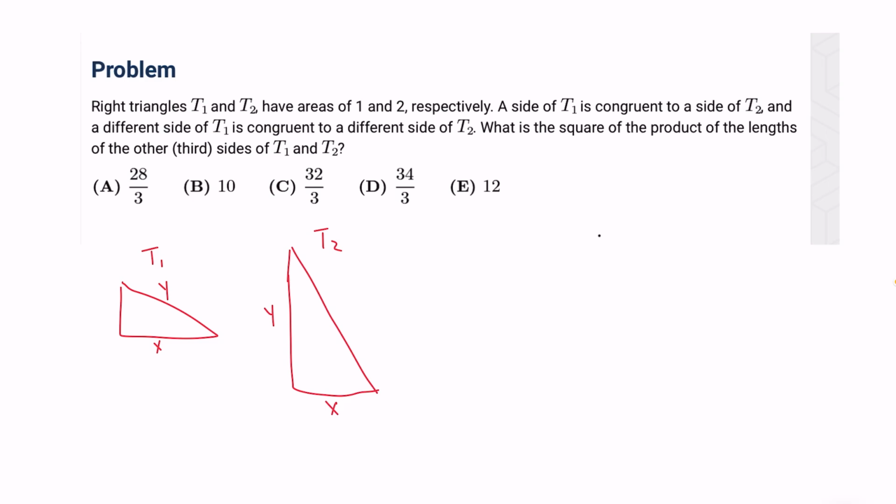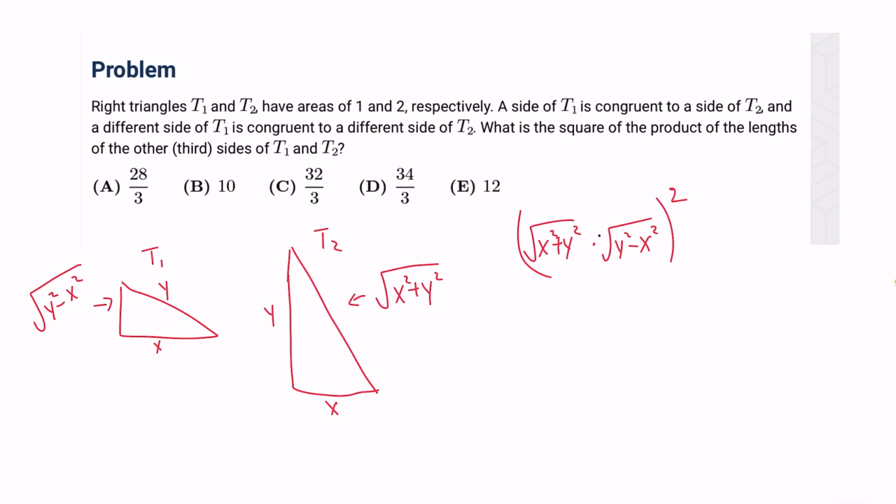So the length of the hypotenuse for T2, we can use the Pythagorean theorem to get the square root of x squared plus y squared. And for the shorter leg of T1, we can also use the Pythagorean theorem to get the square root of y squared minus x squared. So basically what we're trying to find is the square of the product: the square root of x squared plus y squared times the square root of y squared minus x squared. That's the product, and we're trying to find the square of this.